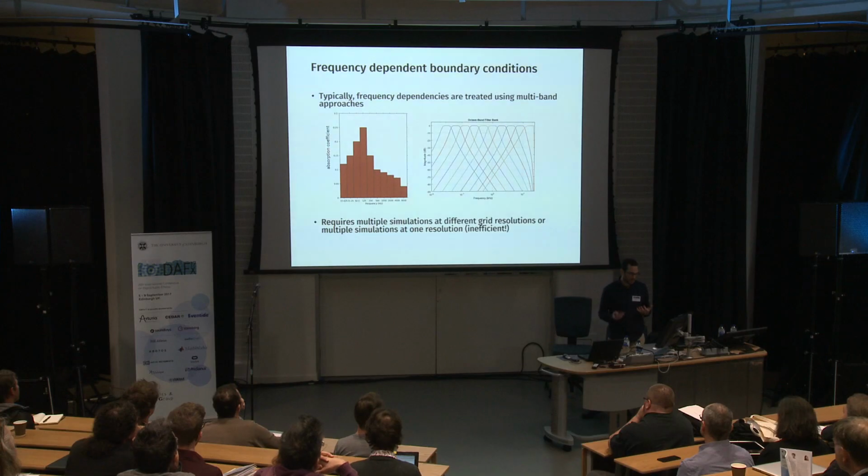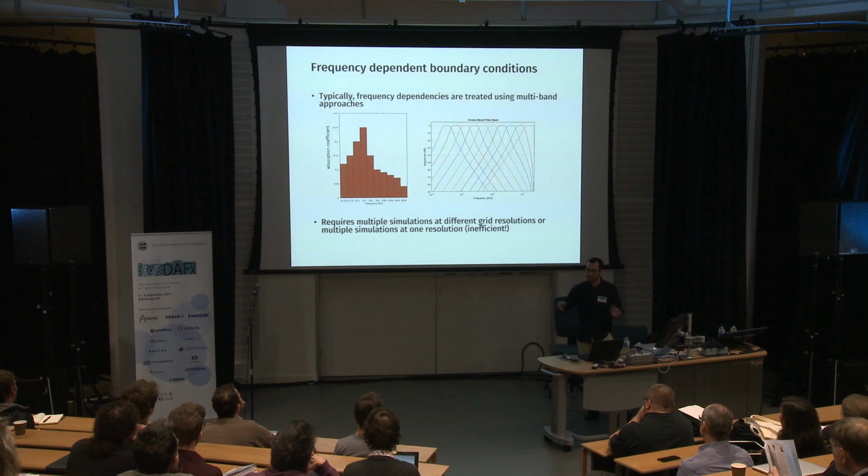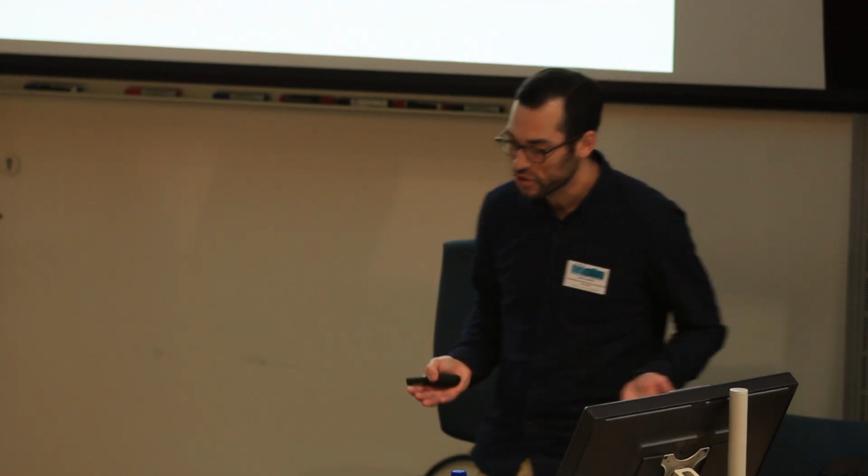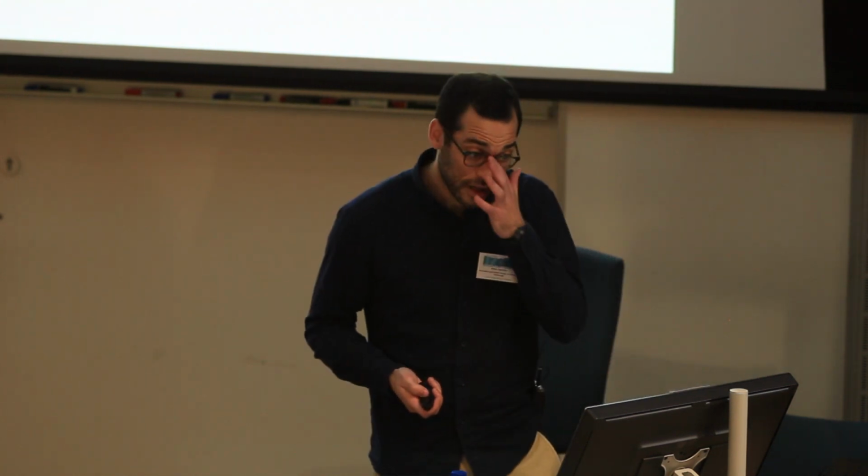You might get some spatial errors due to the fact that your grid spacing is changing, so your source and receiver positions will change slightly. To get around that, you could just run multiple simulations at the same grid resolution, but that's obviously highly inefficient. So running 8 or 10 simulations instead of 1. There are ways you can get around this. You can just model frequency-dependent boundary conditions. There's a few ways to do it.